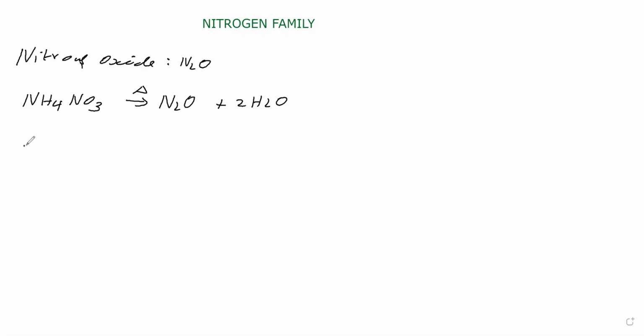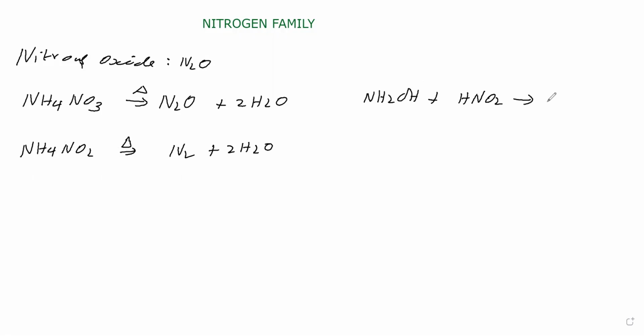Suppose if we take NH4NO2, on heating, if you remove all the hydrogens as water, remaining is N2. So ammonium nitrite on heating gives N2. Ammonium nitrate on heating gives N2O, we can say. Then we will take hydroxylamine, NH2OH, and nitrous acid. Hydroxylamine reacting with the nitrous acid gives nitrous oxide.